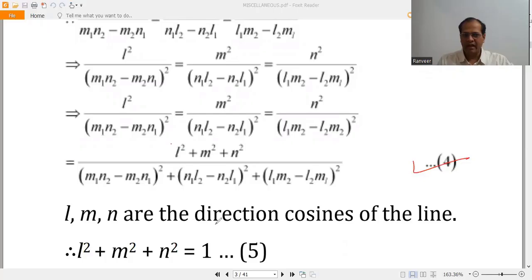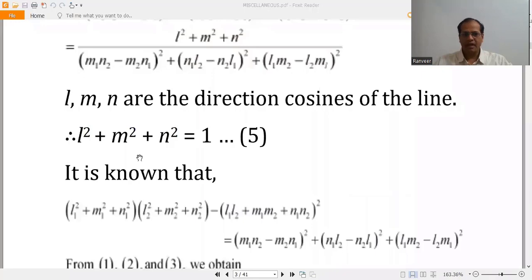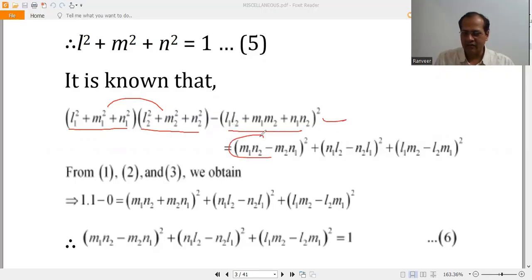Now l, m, n are direction cosines of the line, so the condition is l squared + m squared + n squared = 1. And this is very important: l1 squared, m1 squared, n1 squared, l2 squared, m2 squared, n2 squared are the squared values, and l1 l2 + m1 m2 + n1 n2 whole squared. When we calculate this, we get the direct value.